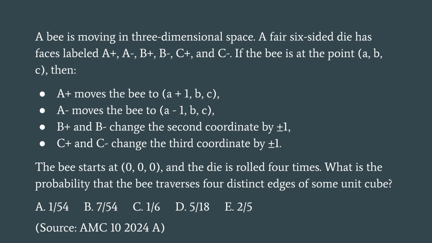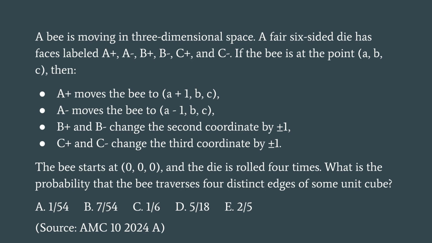A bee is moving in three-dimensional space. A fair six-sided die has faces labeled A plus, A minus, B plus, B minus, C plus, and C minus. If the bee is at the point (A, B, C), then A plus moves the bee to point (A+1, B, C), A minus moves the bee to (A-1, B, C), B plus and B minus change the second coordinate by plus or minus 1, and C plus and C minus change the third coordinate by plus or minus 1. The bee starts at (0, 0, 0), and the die is rolled 4 times.